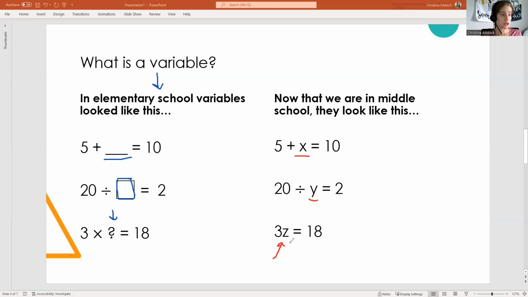So hopefully that helps you feel a little bit better. You still may or may not like them, but it's not completely foreign. And all it really is just a blank line. It's just a blank space saying this is an unknown value. We don't know what value, what number is represented here.